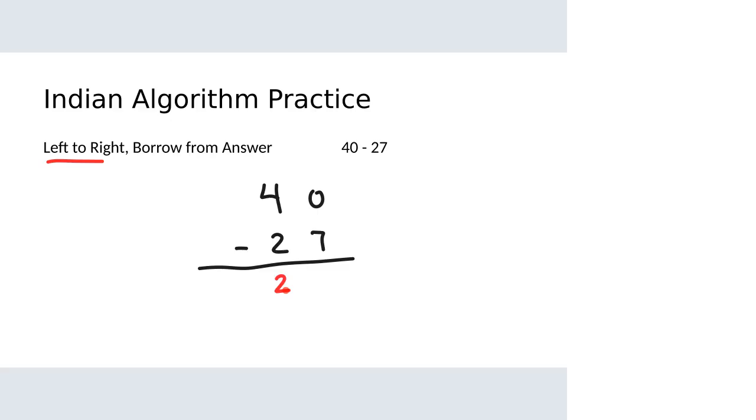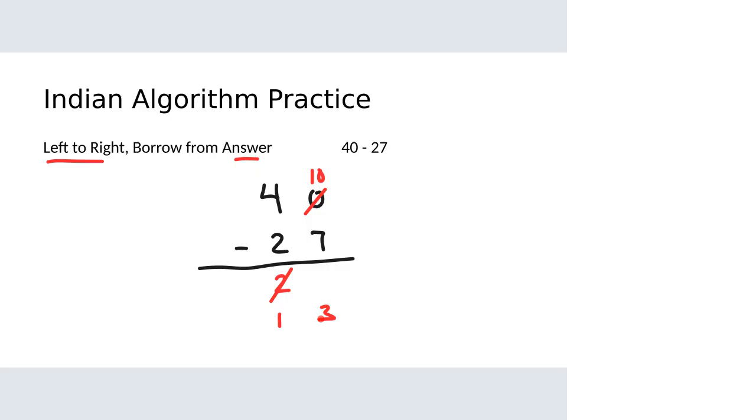When I move over to the ones place, I want to do 0 minus 7. I can't do that. So I'm going to need to borrow. But I'm already done with this place, so I'm not going to borrow from that 4 at the top. Instead, I'm going to borrow from the answer, which is the 2 at the bottom. I'm going to take 10 from there, which allows me to increase this by 10. And then 10 minus 7 gives me 3. And sure enough, 40 minus 27 is 13. We know it's going to be 13. That's how it works with the Indian algorithm.